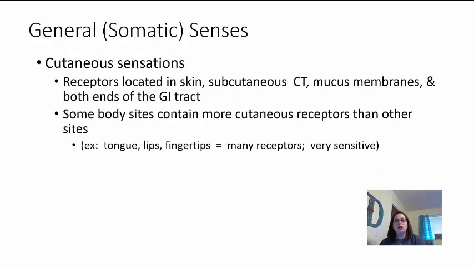All right, so when we're looking at general or somatic senses, we're going to look at some sensations when we talk about cutaneous sensations. Now, these are going to mostly deal with your skin. So these are receptors located in your skin, or also the subcutaneous connective tissue. So that's the layer right underneath the skin. Within your mucous membranes, like your mouth, your nose, inside your ear, and both ends of your GI tract. Okay, so when we look at this, we're looking here at those kinds of sensations. Now, some body sites contain more cutaneous receptors than other sites, where they're more densely packed closer together. This is so that they can feel changes a lot quicker than in other areas. Some examples that have a lot more receptors than others are going to be like your tongue.